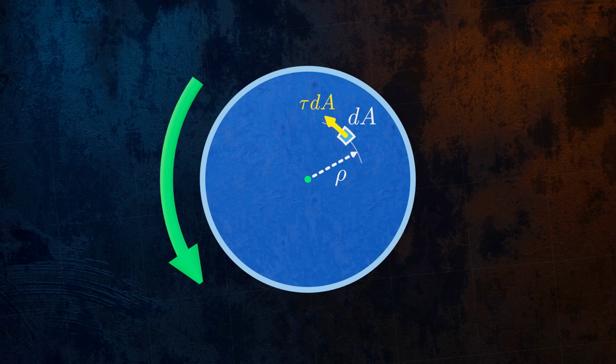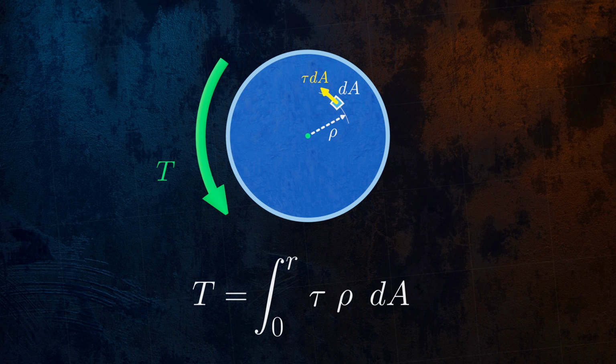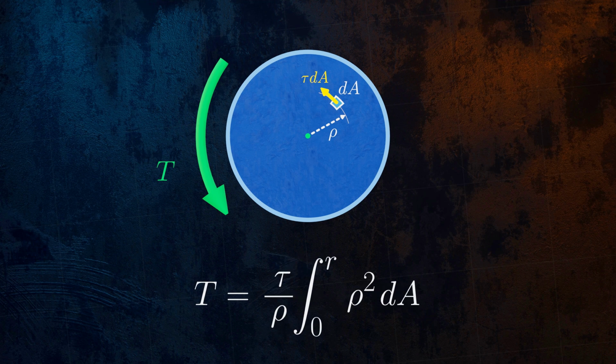The moments caused by the internal forces acting on all of the elements within the cross-section must sum up to be equal to the torque T. Otherwise, equilibrium is not maintained. We can represent that mathematically by this integral. We know that the quantity tau divided by ρ is a constant, because the shear stress varies linearly with the distance from the center of the cross-section. So we can rearrange the terms and move tau over ρ out of the integral.